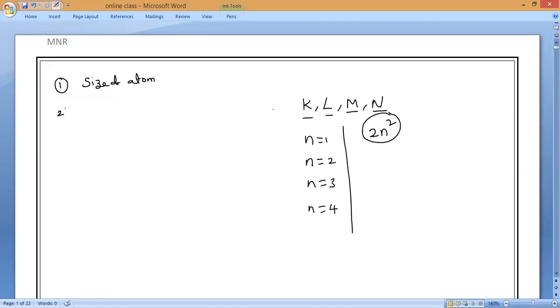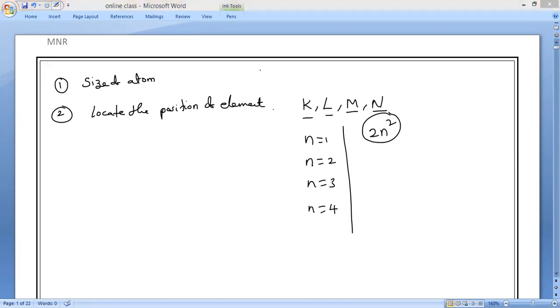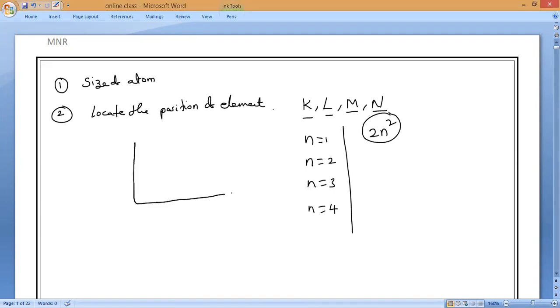Next, the second significance: locate the position of the element. What do you mean by position? It will come in the periodic table. What is a periodic table? A proper arrangement of elements based upon their properties. Based upon the properties, we can find the position of the element.